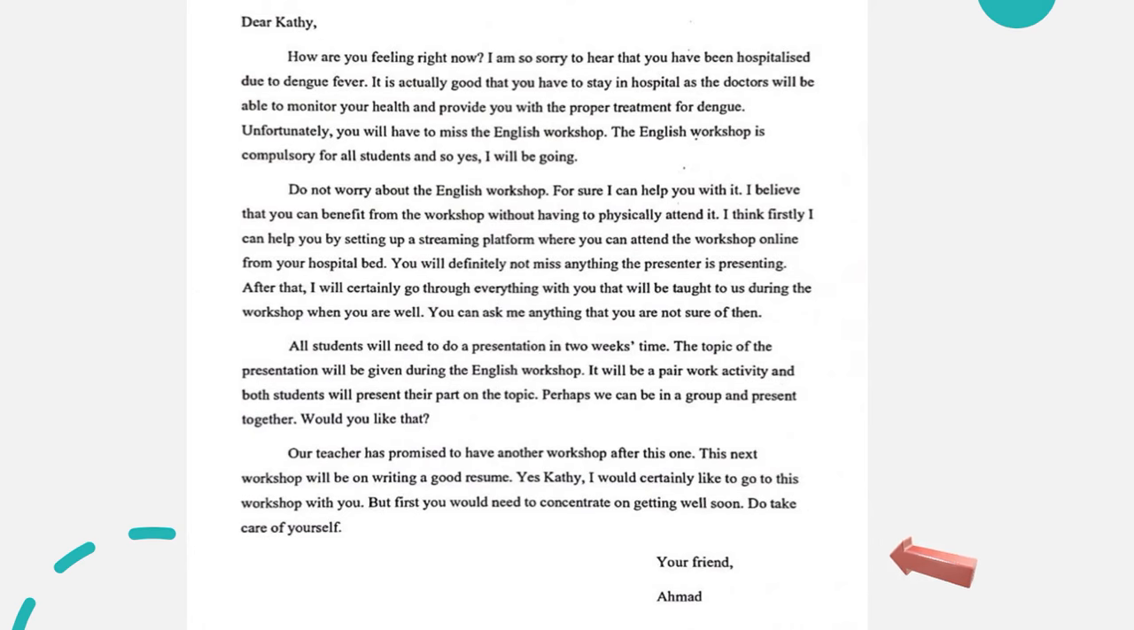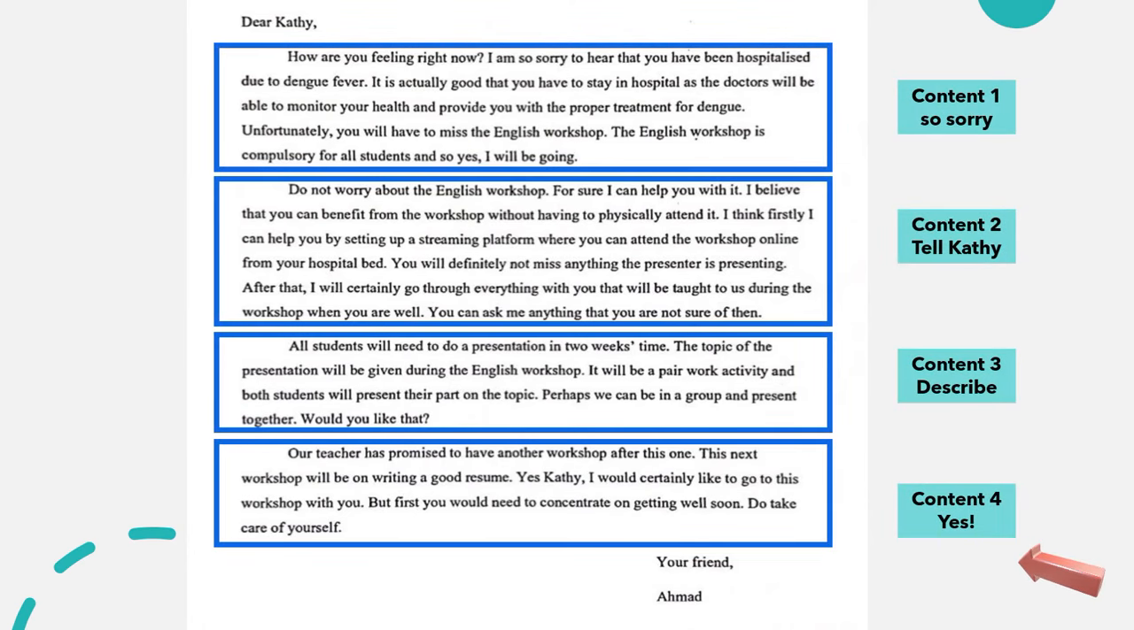Let's now move on to the contents of the reply letter. As you can see, there are 4 paragraphs responding to the 4 different contents given in the question. Let's go through the paragraph one by one.